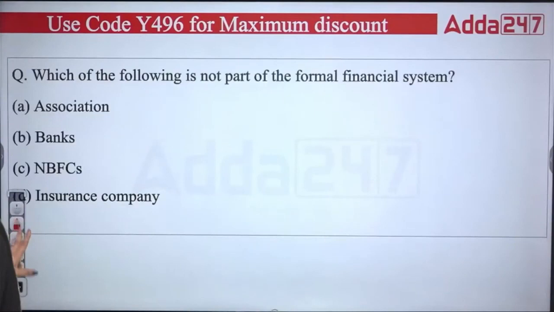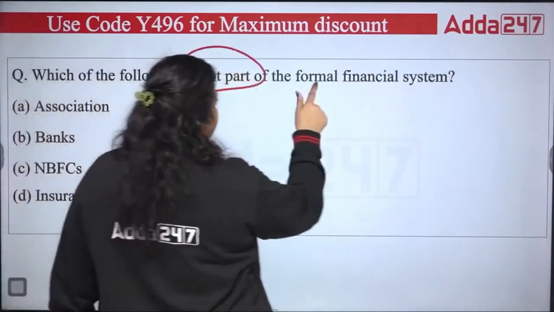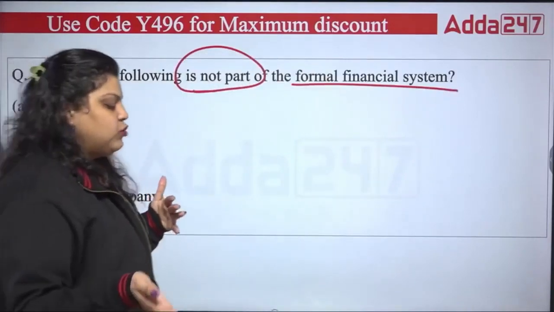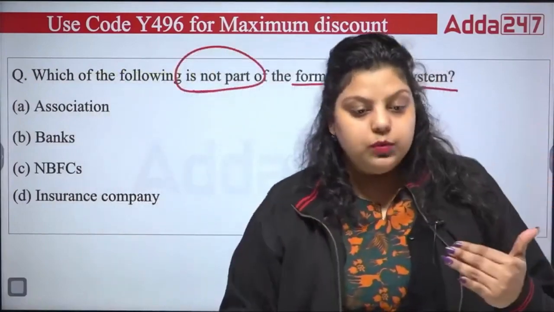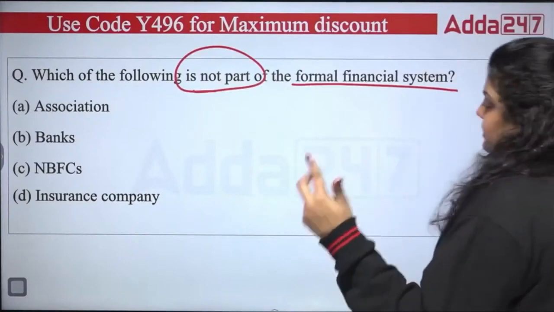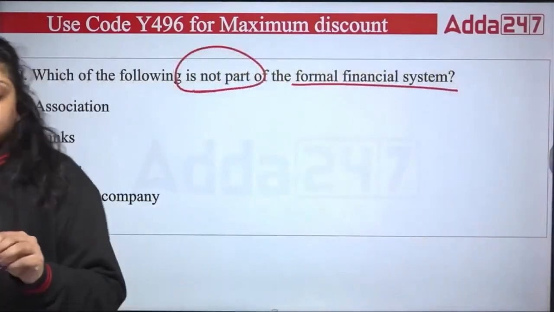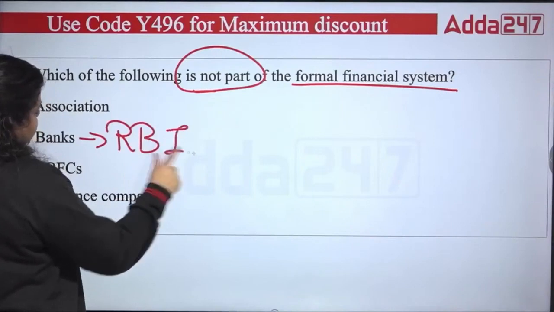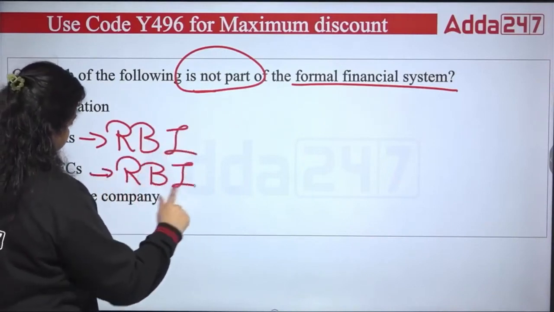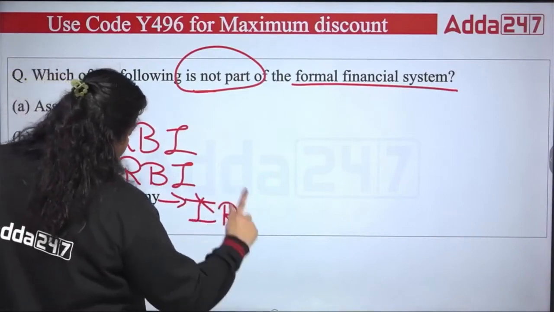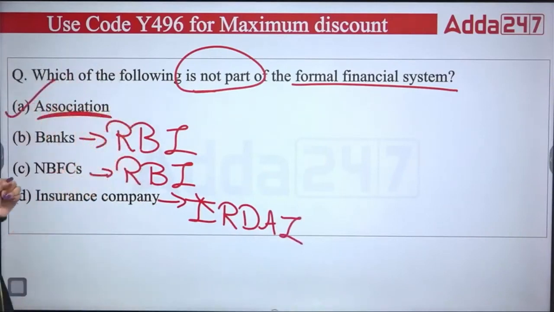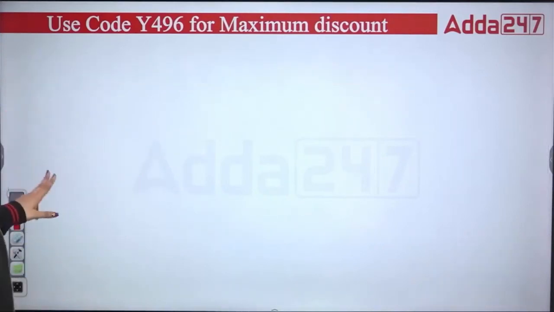Okay, next question. Which of the following is not part of the formal financial system? Formal financial system means which is regulated by the regulatory bodies. So association, banks, NBFCs, insurance company. Which of the following is not a part? See, banks are regulated by RBI. NBFCs also have to follow the RBI's rules. Insurance companies have to go according to IRDA. So the right answer is A. Associations do not have any kind of regulatory body. So the right answer is A, that is associations.